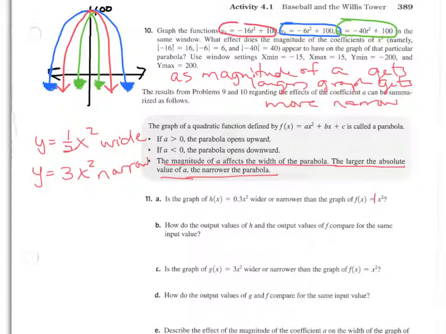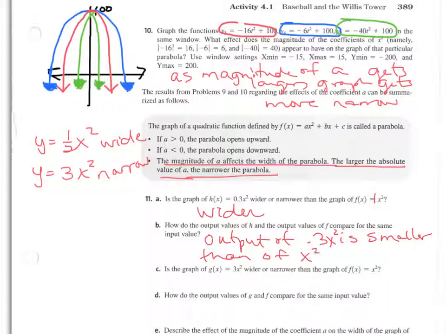Okay, so this one is wider. The one with the 0.3x squared is wider. How do the output values of h and the output values of f compare at the same input? In this one, the output of 0.3x squared is smaller than the output of x squared. That's what makes it wider, because this one has a smaller output.